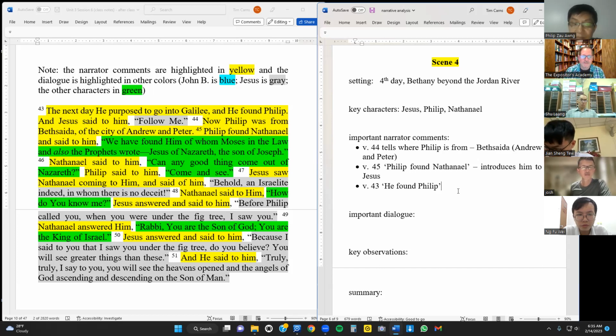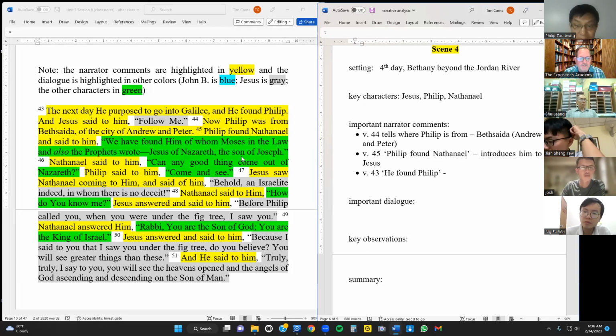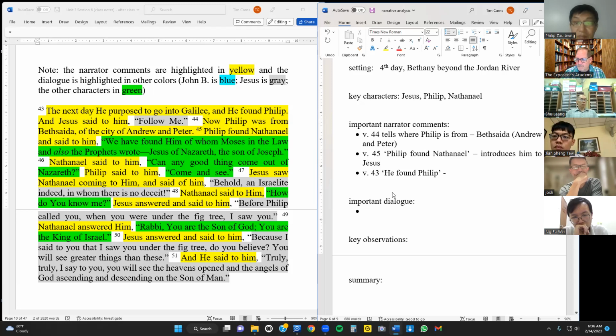And I think it's an interesting thing here that I was reminded of anyway, the Lord actually is the one who found Philip here, and then the rest of the events of this scene take place. Anyway, that's what stuck out to me. Again, there's not much else here from the narrator. Most of this is in the dialogue. So why don't we turn our attention to the dialogue? What are some key remarks, key statements made by the characters here in this scene?